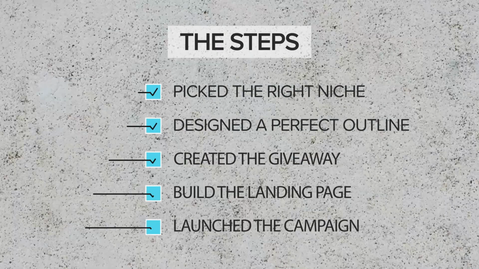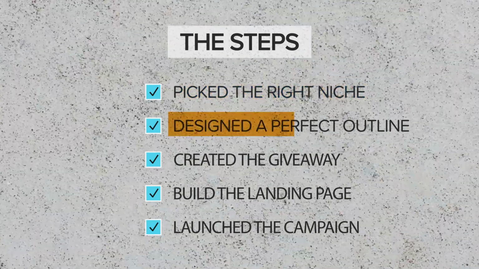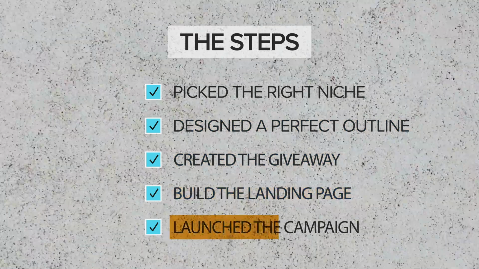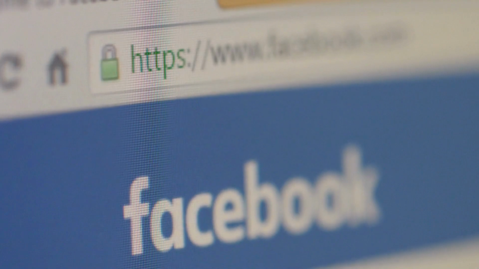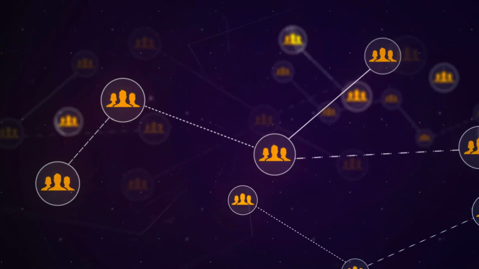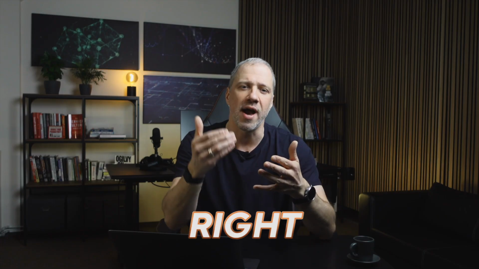All right, congratulations. If you followed all the steps in this video, meaning you picked the right niche, you designed a perfect outline, you created the giveaway, you built the landing page, and you launched it, made it publicly available, you can be really proud of yourself because your first email marketing campaign is launched and ready for your first subscribers. Now, my recommendation at this point is to start to share your page via social media sites, communities, and bio pages so that you can start to collect the first subscribers on your email list right away.